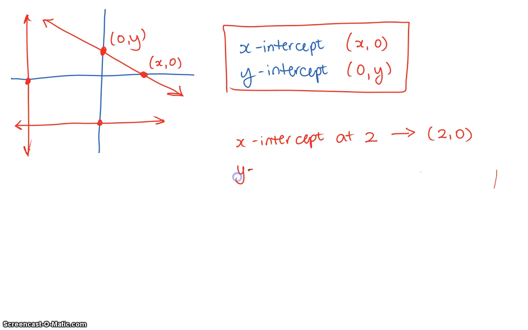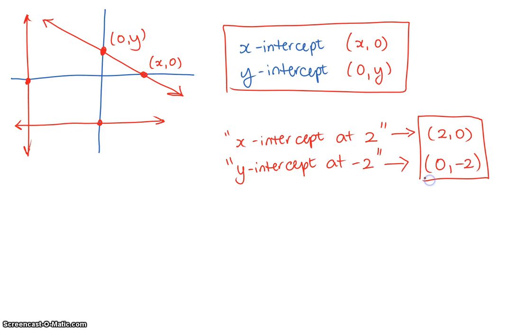If I tell you you have a y-intercept at -2, then we know we have a point (0, -2). So again, you have to know that when it says something to the effect of either of these two statements, it translates into a coordinate pair that you can then use to find your slope, find the equation of a line, etc.